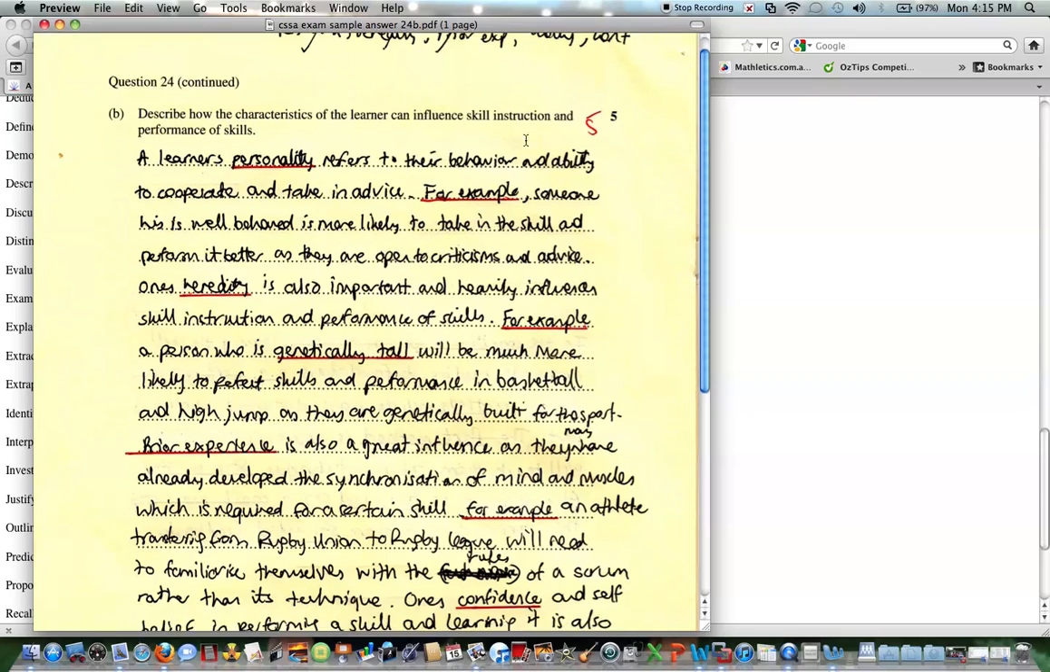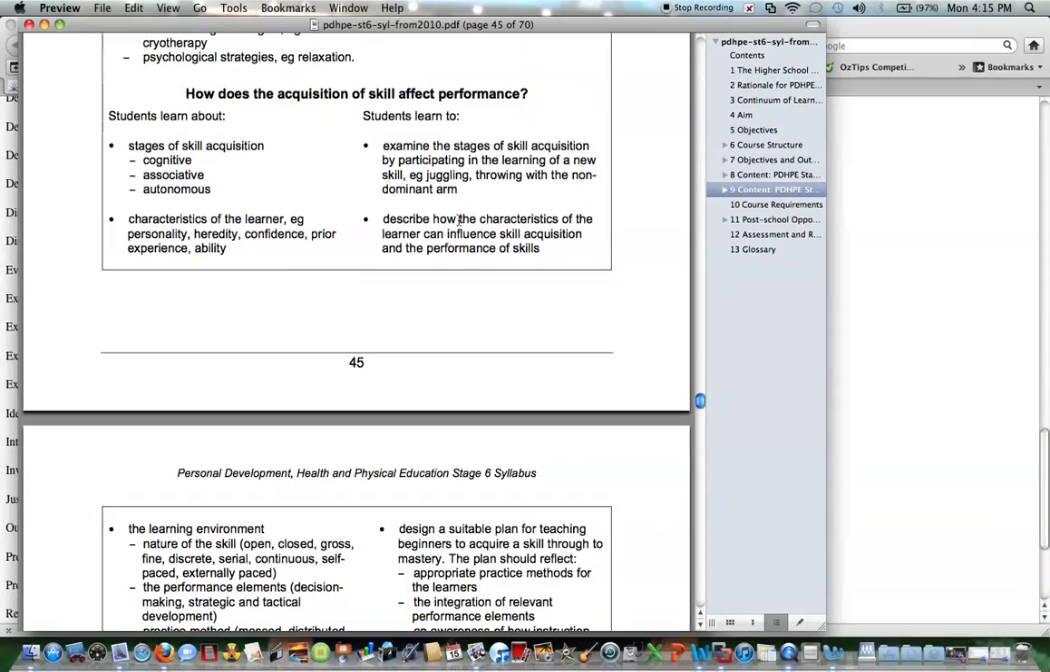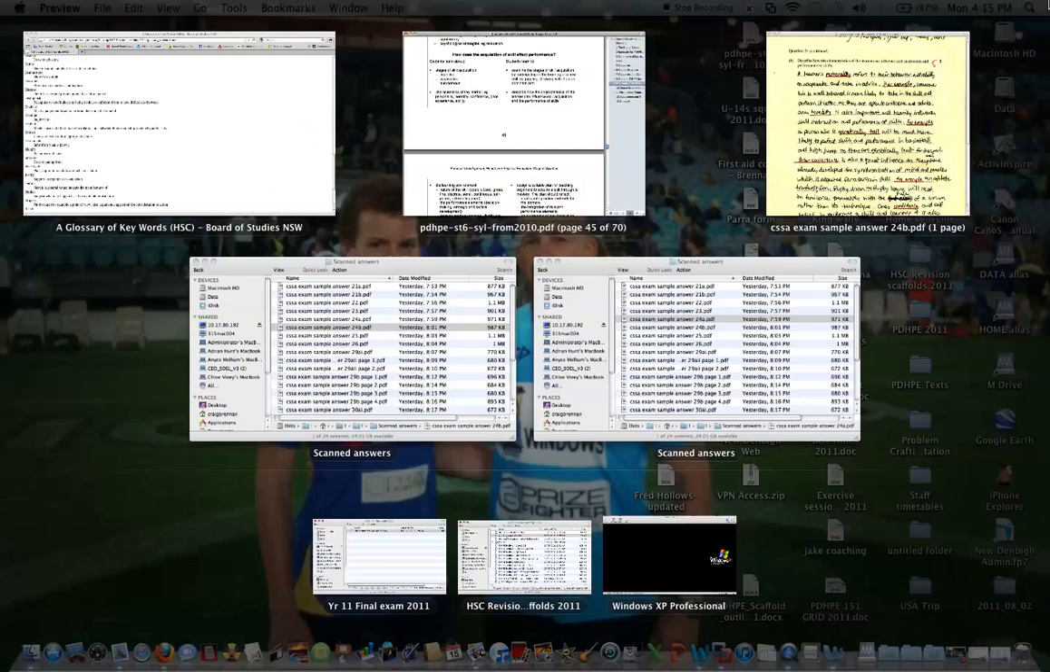and performance. So we know from our syllabus, if we go and have a look at it, that we've got the characteristics of the learner: personality, hereditary, confidence, prior experience, and ability. Let's go back to our answer here.